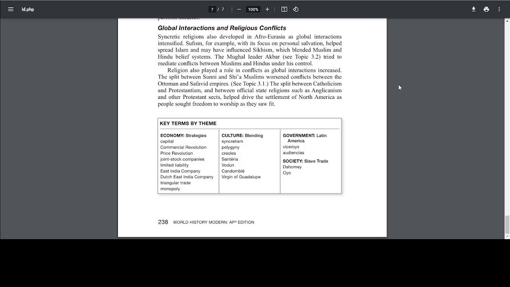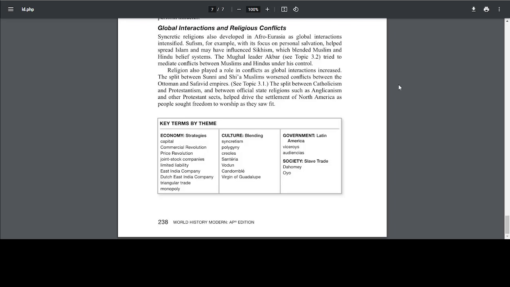Religion also played a role in conflicts as global interactions increased. The split between Sunni and Shia Muslims worsened conflicts between the Ottoman and Safavid empires. See topic 3.1 or a previous video on a previous playlist. The split between Catholicism and Protestantism, and between official state religions such as Anglicanism and other Protestant sects, helped drive the settlement of North America as people sought freedom to worship as they saw fit.